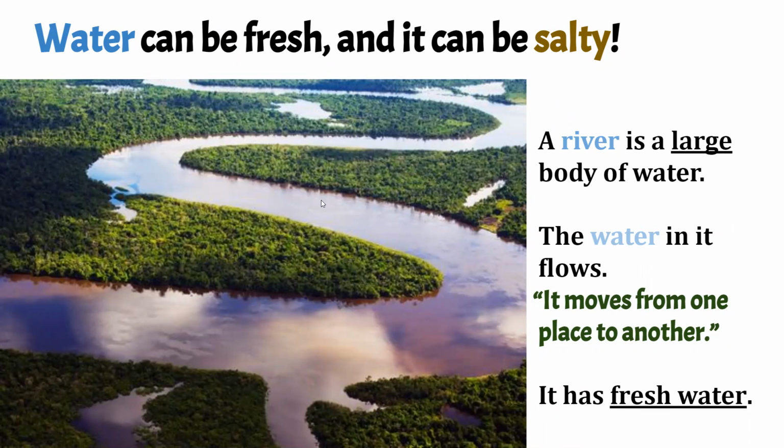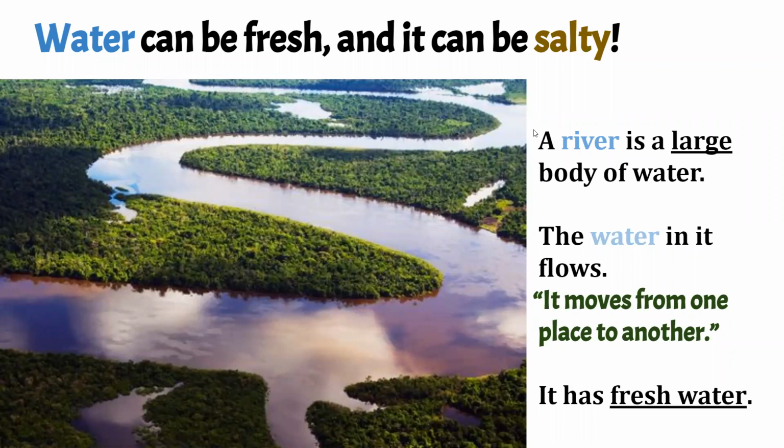We have to know that the water in a river and a stream flows because they are open areas. They can just take their water to any place they want, depending on the places they're open to. So the water in rivers and streams moves from one place to another, and rivers have fresh water. But you have to know that sometimes a river can have salty water because of what?